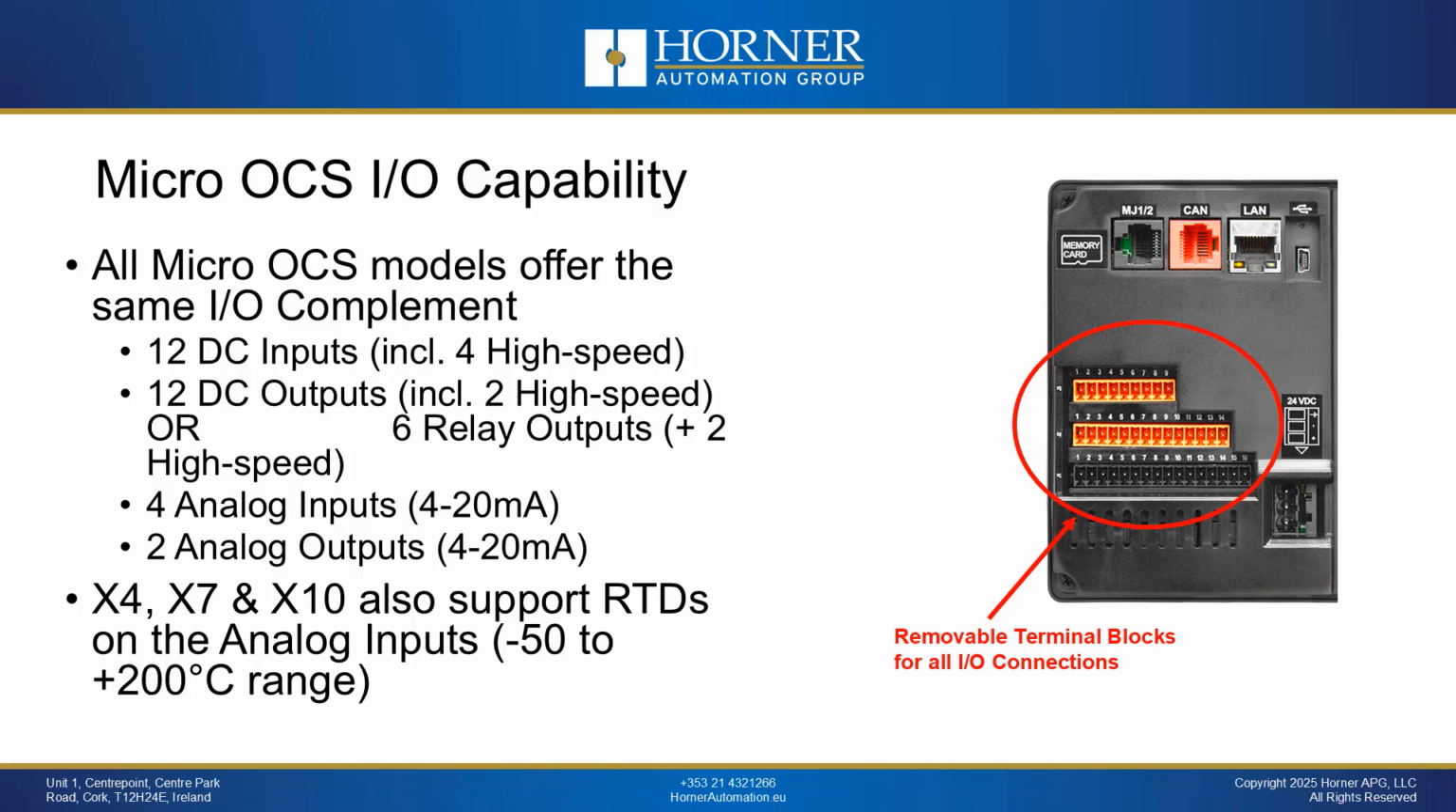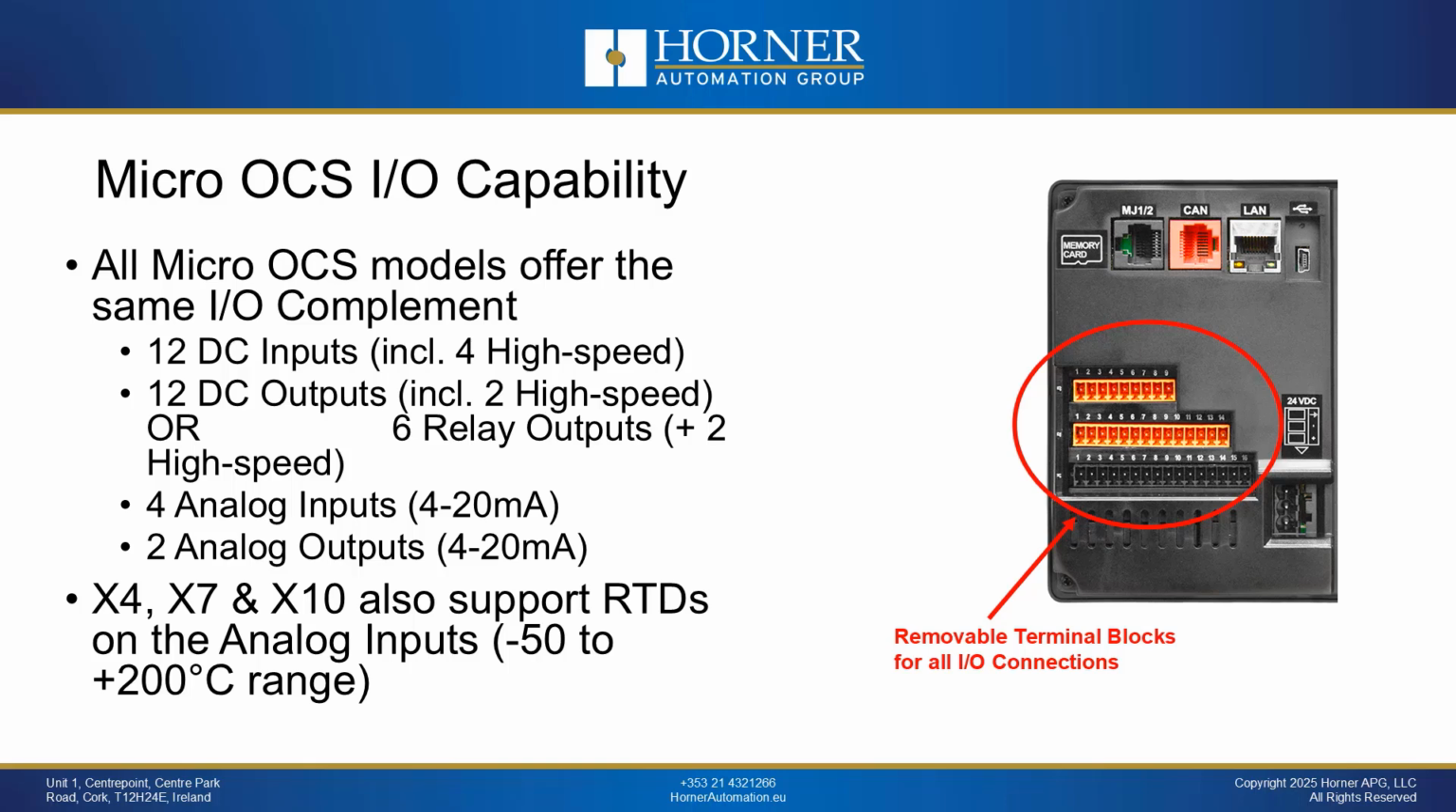You can order the Micro OCS in addition to the different screen sizes. You can order either a Model A option for I/O or a Model R option for I/O. And both of these options are almost identical. The only difference is in the outputs that are provided with each of the two models. All models A and R include 12 DC inputs, 4 of which are for high speed for things like totalizing and high speed counting, or quadrature type inputs.